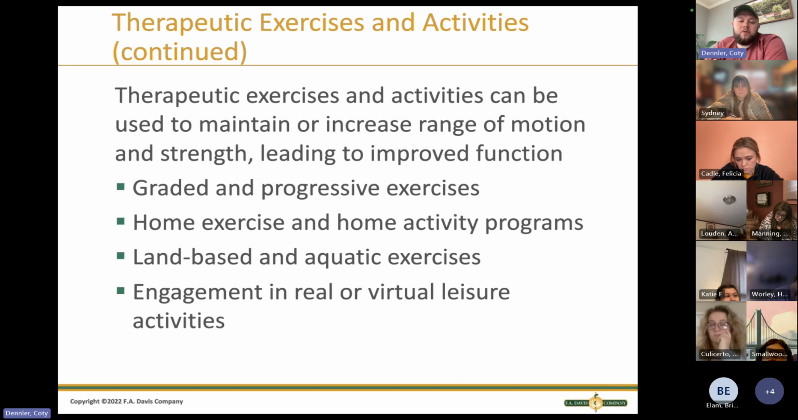And then engagement in real or virtual leisure activities. It honestly just depends. What is the patient? Are they extremely limited? It kind of goes back to that bowling thing. I like the example that Felicia gave of the Wii bowling. They might not be able to go fully bowling yet. They might not be comfortable, but getting a little bit of enjoyment and leisure out of maybe Wii bowling. Absolutely.